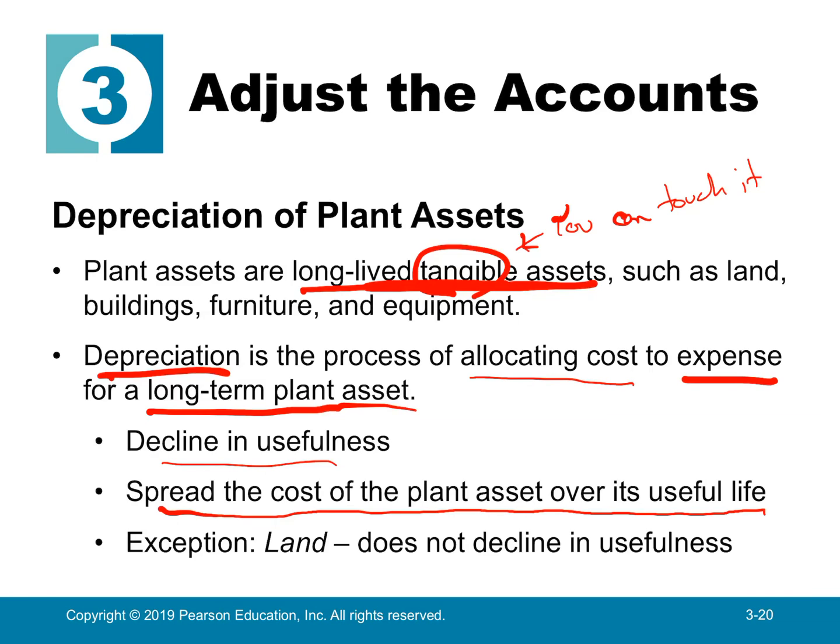There's one big exception for depreciation, land, okay? Land does not get depreciated. So always remember that. There is no depreciation for land.